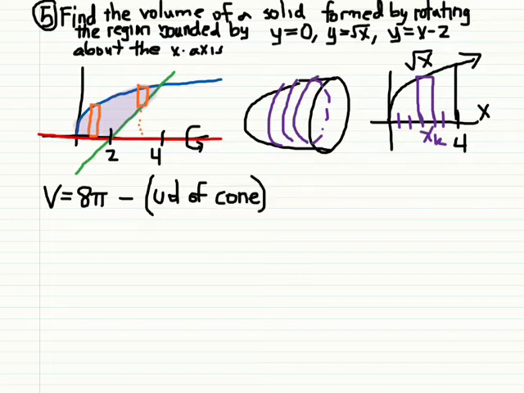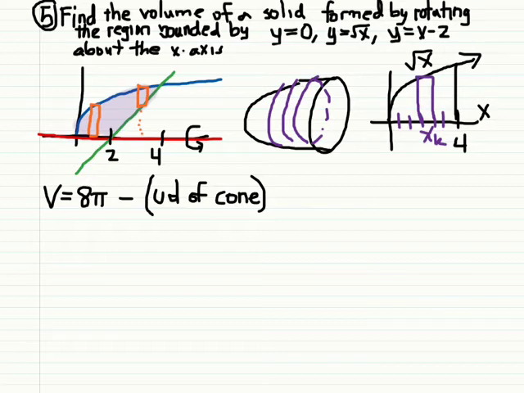And we have two ways we could do that. Notice that the cone is going to have a radius given by this height. So that height at 4, whether I use this formula at 4 I get 2, or this formula at 4 I get 2. So the radius of the cone is going to be 2. The height of the cone is going to be 4 minus 2, so that's also 2.